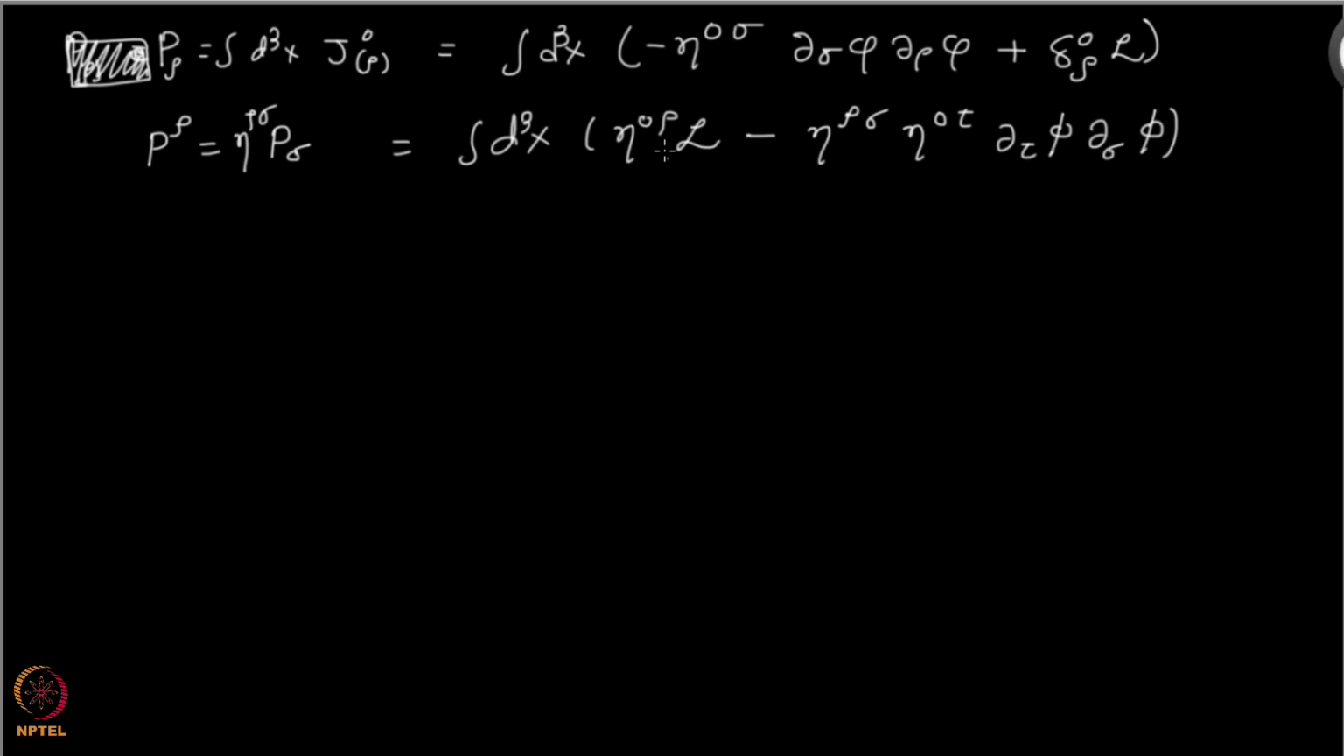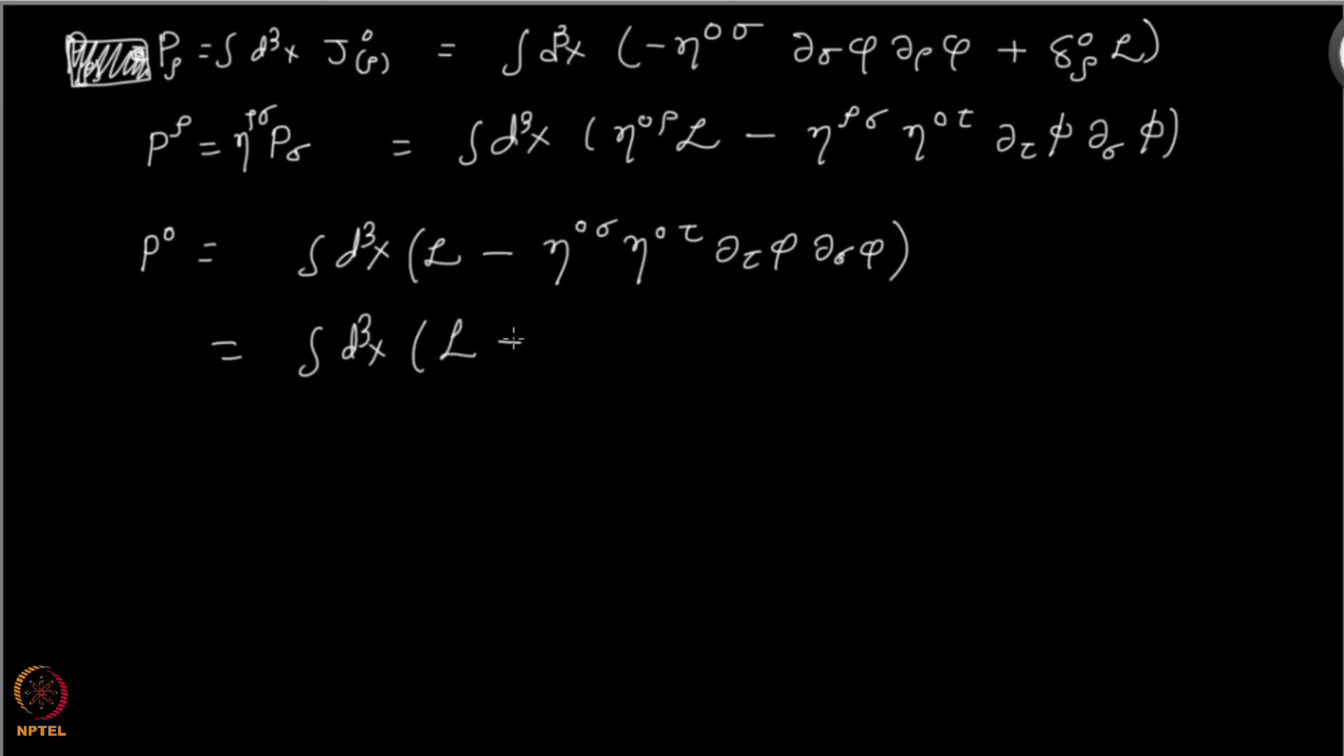Let's check whether everything looks okay. Rho is the free index, sigma and tau are contracted, rho is free. So this looks fine to me. And if you calculate now what is P0, then you get the integral d cube x. So I put rho equal to 0 here, then eta 0 0 is 1, so you get L minus eta^{0 sigma} eta^{0 tau} del_tau phi del_sigma phi.